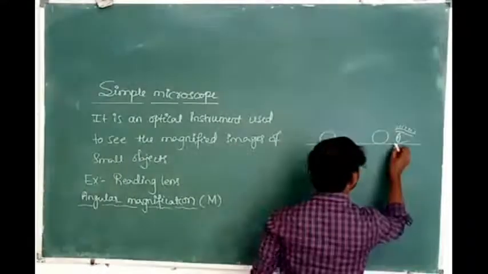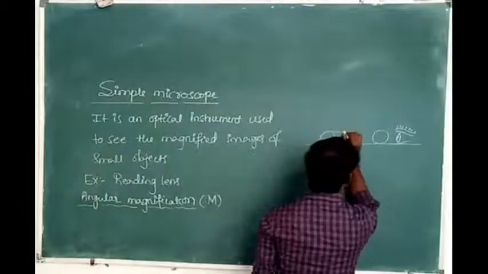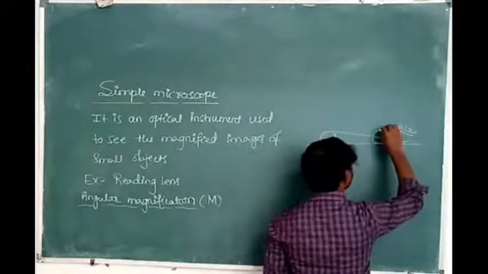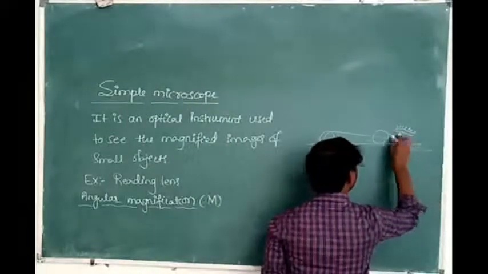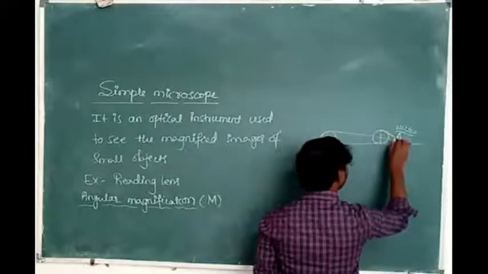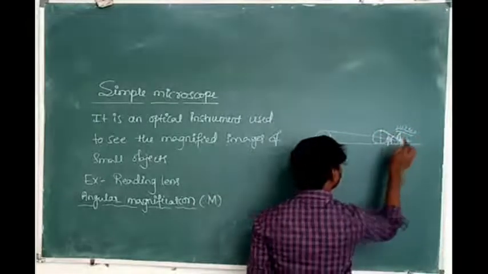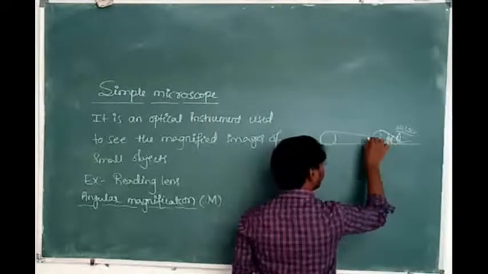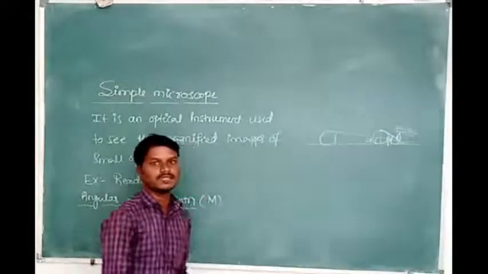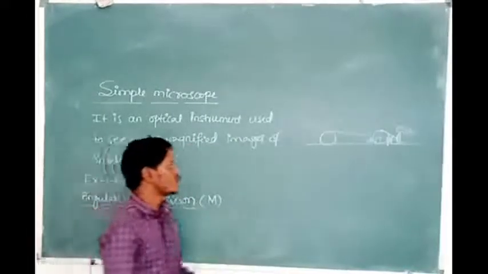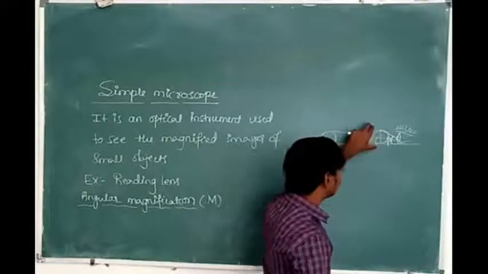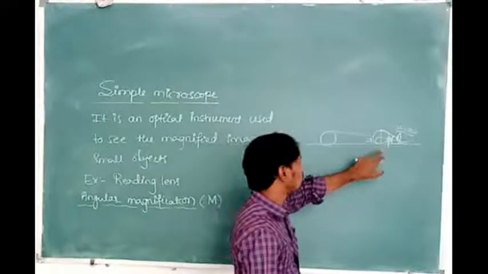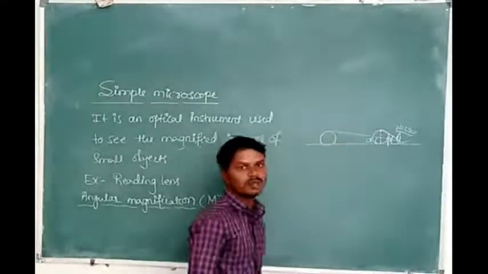See here, we take the angle subtended by the second ball with respect to the eye and the angle subtended by the first ball with respect to the eye. The angle subtended by the first ball with respect to the eye, I will take as beta, and the angle subtended by the second ball with respect to the eye as alpha. Which is greater here? Beta. Beta is greater than alpha. Because the angle subtended by the first ball is greater than the angle subtended by the second ball, it is said to be the magnified image and the other is said to be the object.